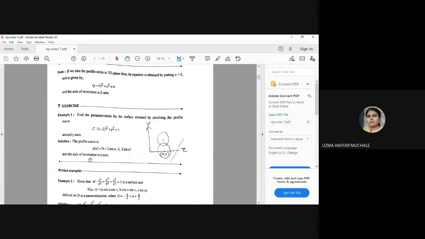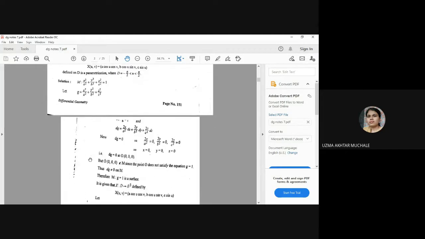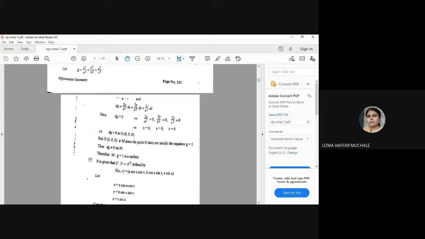What is X is said to be regular if the rank of the Jacobian matrix is equal to the dimension of the domain. In the next, we have proved the theorem that X is said to be regular if and only if Xu cross Xv is not equal to 0. Right? Next, we have proved that EG minus F square is not equal to 0. Also, ensure that your function x is regular.